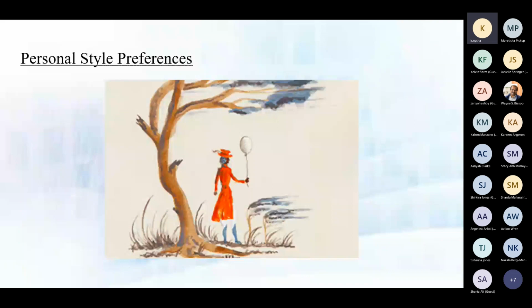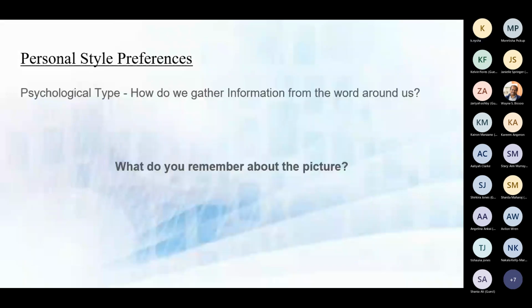So we're just going to show this picture here. I want you all to take a look at this picture. All right, can anybody tell me what they remember from this picture? Yeah, the person was holding a balloon. She was wearing a red dress. I'll give somebody else a chance. She was on a tree, and it looked windy. Don't forget the tree. Yeah, it looked like she was on the tree. Anybody else? I think she was wearing a hat as well.